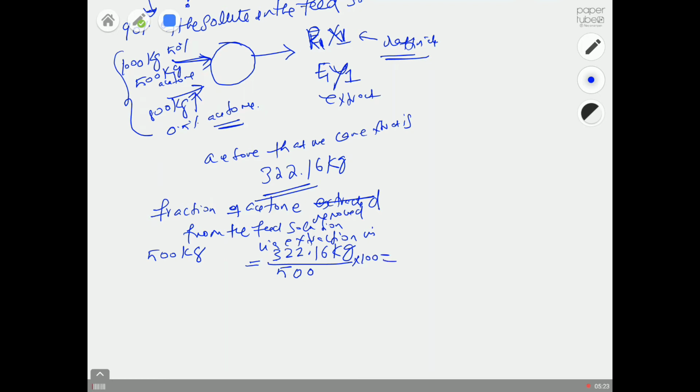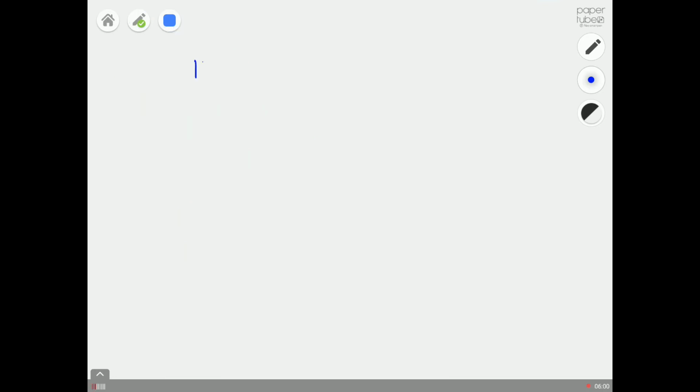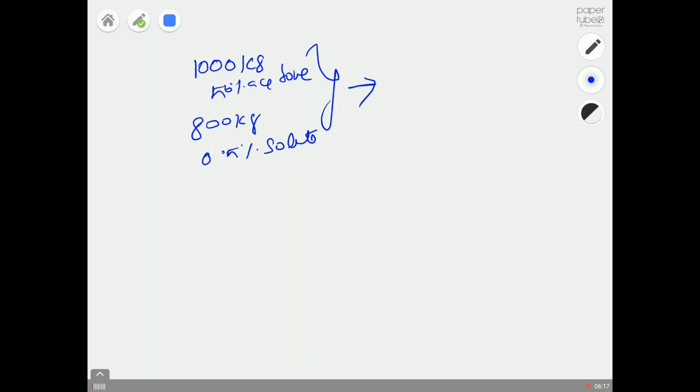So this value should be equal to, let's calculate. I know this is taking a bit of extra time, but it's okay. The thing is, we should learn these things. There is no point in doing things fast and not learning anything. So this should be 64.43%. What does this mean? With the starting material of 1000 kg, 50% acetone in the feed, and 800 kg of solvent that contains 0.5% of your solute, we managed to extract 64.43% on the extract side.